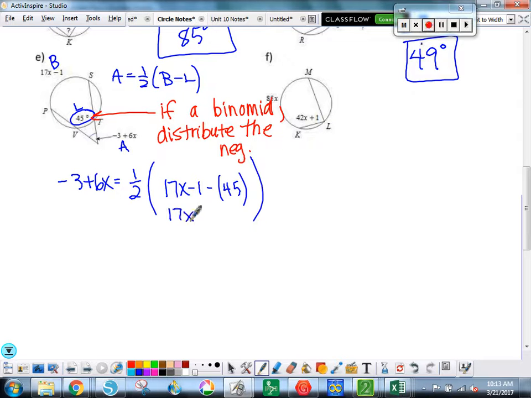So this would be 17x minus 1 minus 46 would be a minus what? Did I say minus 1 minus 46? I do that a lot. Minus 46. Okay, so now you have negative 3 plus 6x equals 1/2 of 17x minus 46. The idea was to distribute the 1/2. Not the only way to solve it, but it will work.